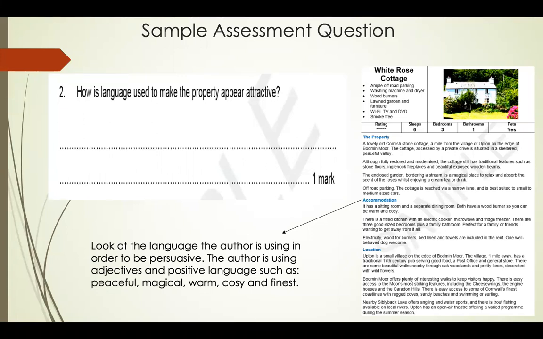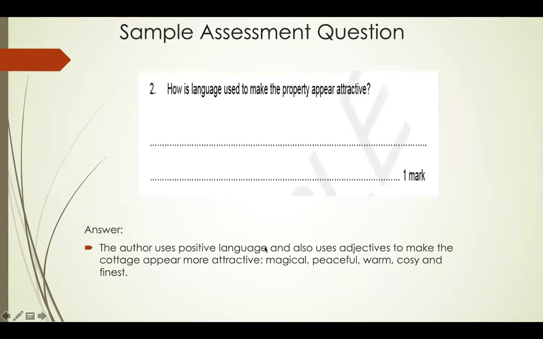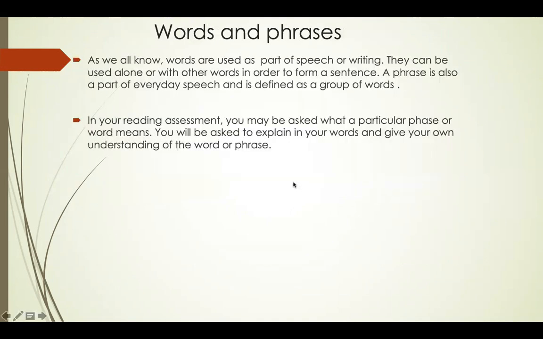The author is using adjectives and positive language such as peaceful, magical, warm, cozy, and finest. So you may have written something like this. The answer uses positive language and also uses adjectives to make the cottage appear more attractive. So words such as magical, peaceful, warm, cozy, and finest. Something along those lines would get you the mark.